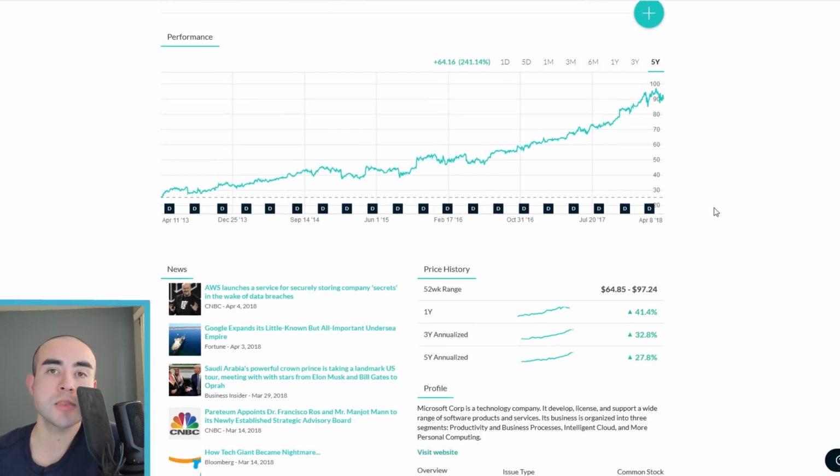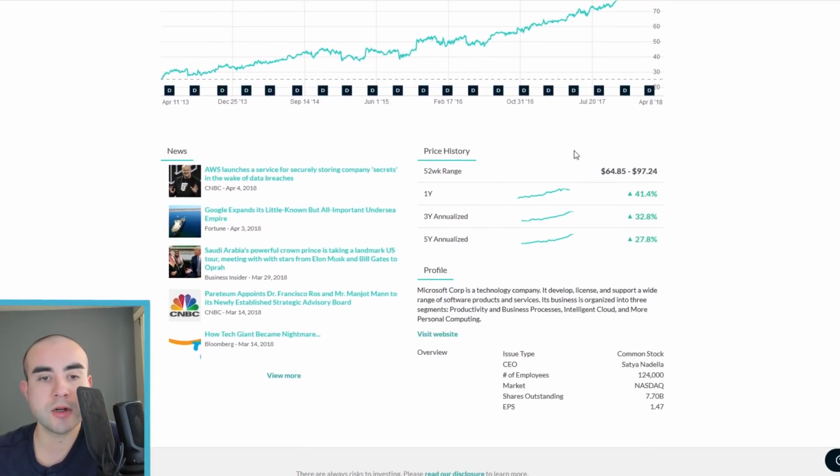And beneath the stock's performance, under each stock, it will have a little area where you can read news articles, the latest news articles on that particular company, as well as its price history and 52-week range as well. And it does also have a brief profile of the company you might be looking to invest in, as well as a link out to their website if you want to learn more about that particular company.